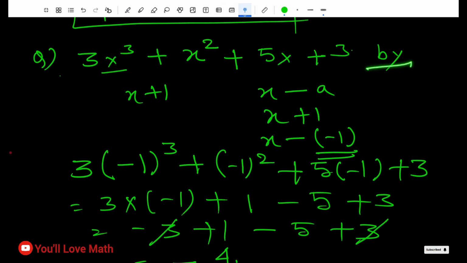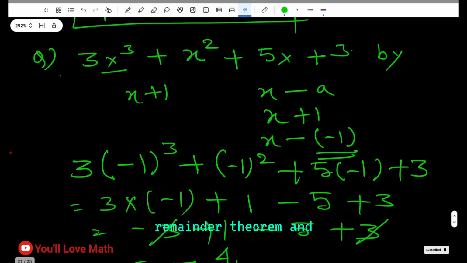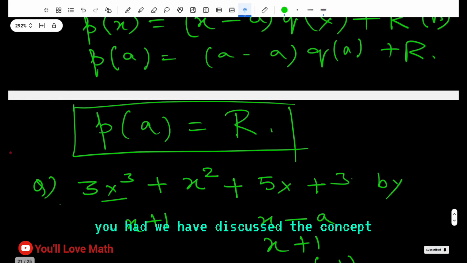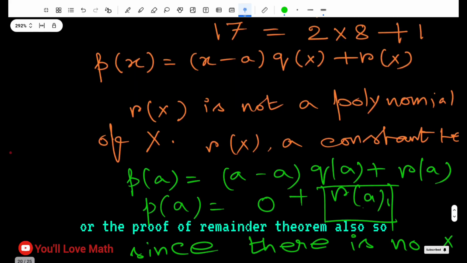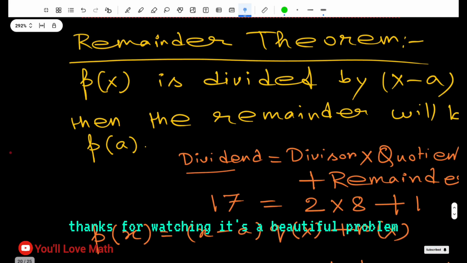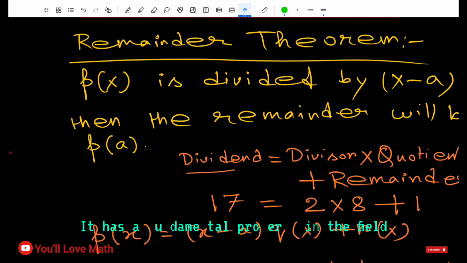So we have solved a problem of the remainder theorem, and we have discussed the concept and the proof of the remainder theorem also. It's a beautiful problem, a beautiful theorem of algebra, and it has a fundamental property in the field of algebra.